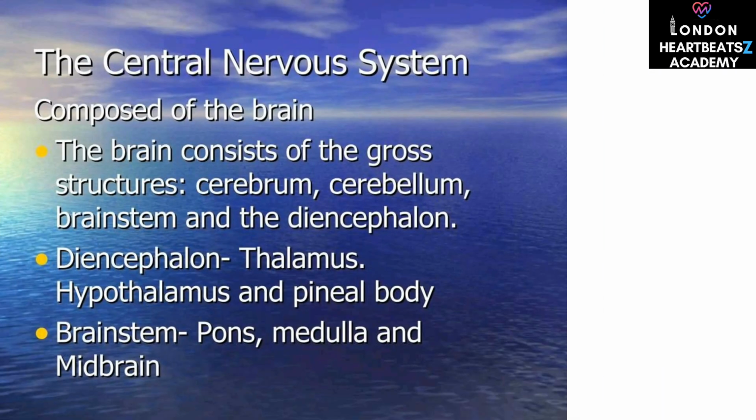The central nervous system is composed of the brain, which consists of the cerebrum, cerebellum, brainstem, and diencephalon. The diencephalon includes the thalamus, hypothalamus, and pineal body. The brainstem is composed of the pons, medulla, and midbrain.